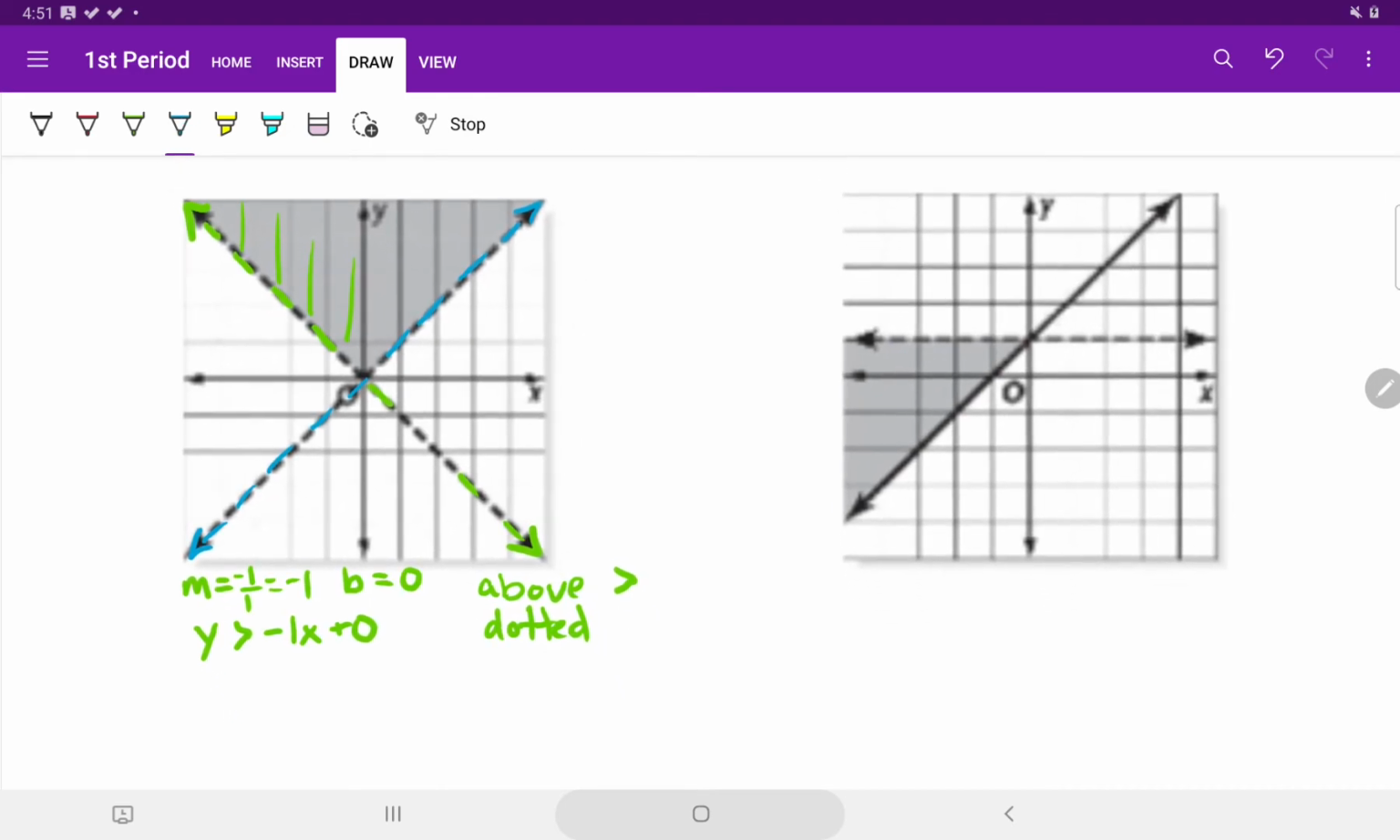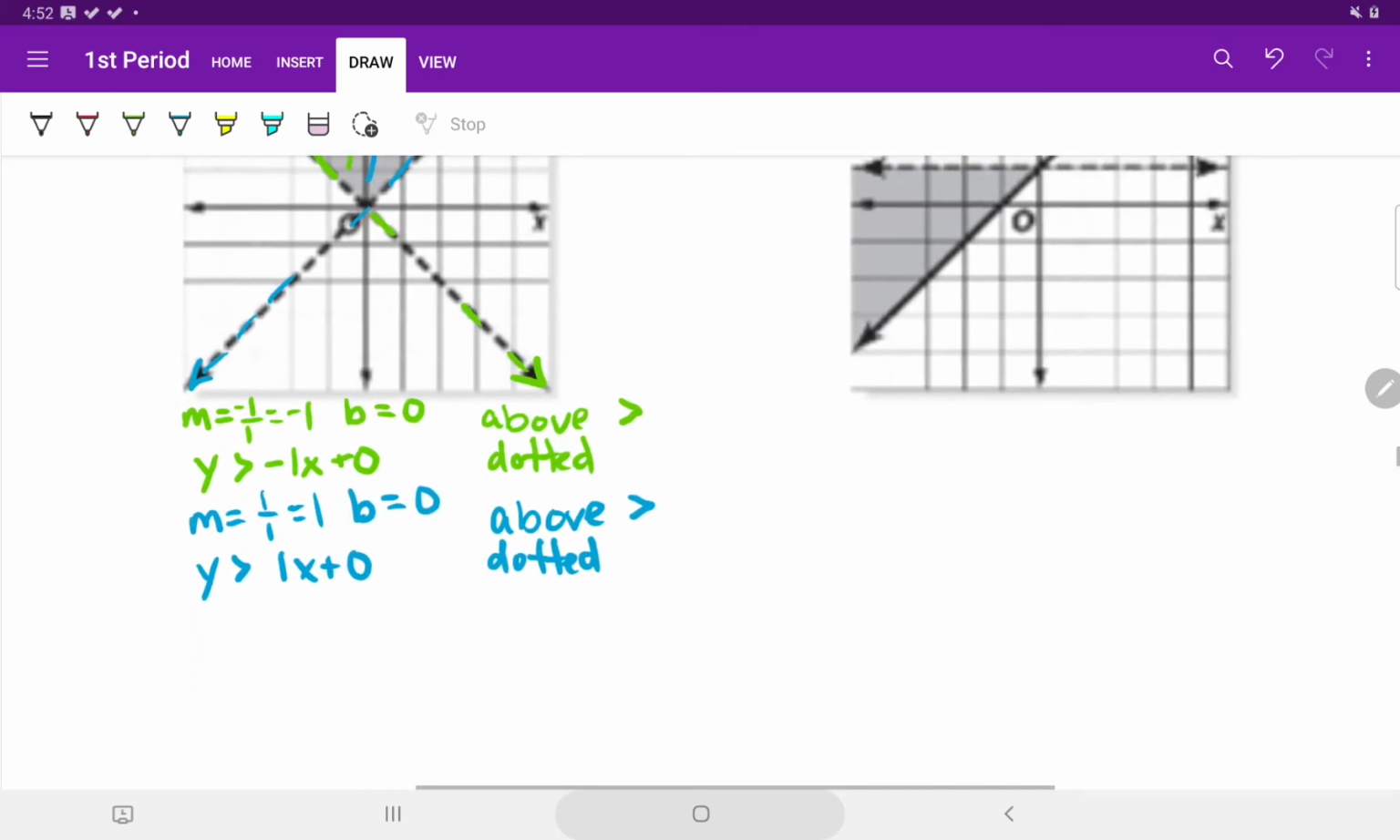For the blue line now, we have a slope. It looks like we go up 1 and right 1. So that's a slope of 1 over 1. Simplifies to 1, and a b also of 0. So if we were to write this in slope-intercept form, we would get y equals 1x plus 0. And for the blue line, we've also shaded above, and it is a dotted line. So this gives us a greater than and no equal to component. So here's our symbol for this.